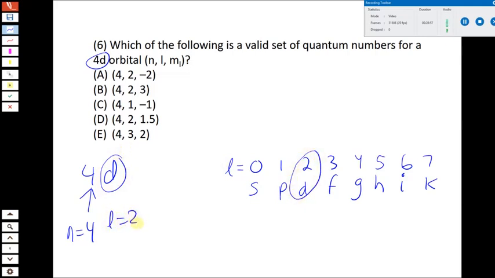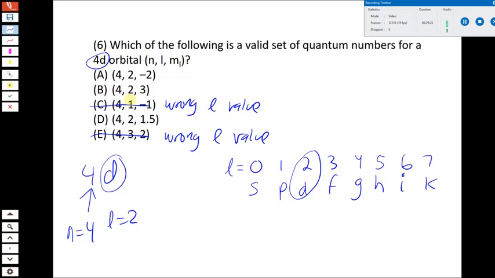So the only answer choices we could even begin to pick are ones that have n equals 4, L equals 2. That'd be the first 2 numbers. So A is okay, B is okay, but C has the wrong L value. And E has the wrong L value. Here L equals 3, it should be 2. Here L equals 1, it should be 2. So we get rid of those 2 answer choices on the basis of the second quantum number L.